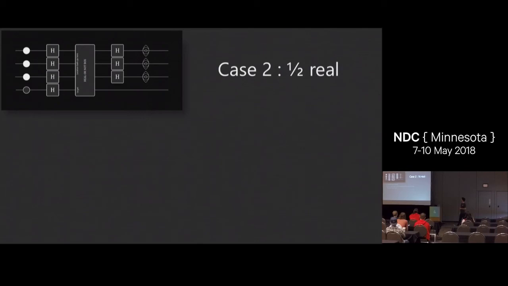Okay. The case where they're half real is a little bit more complicated, so we'll go through this one a bit more slowly. Does everyone see how that is the state of the balls after we have gone through the first set of Hadamard gates? So that white ball turns into a white ball and a black ball. That one goes into a white ball and a black ball. That one goes into a white ball and a black ball. And that one goes into a white ball and a negative black ball. Everyone with me here? I need to see some more nods. Yeah? Anybody not with me?